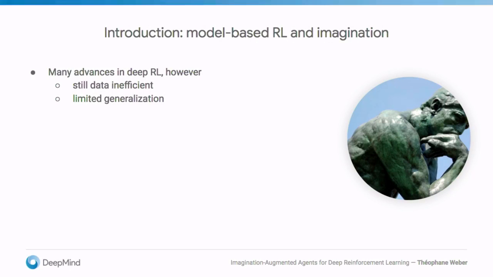So in the last years, we've seen many advances in deep reinforcement learning, thanks to the combination of model-free methods in RL and deep neural networks. However, this approach still has some drawbacks. As mentioned by Peter earlier, these methods tend to be still data inefficient due to the trial and error nature of the training. The second is that these methods typically have limited generalization.